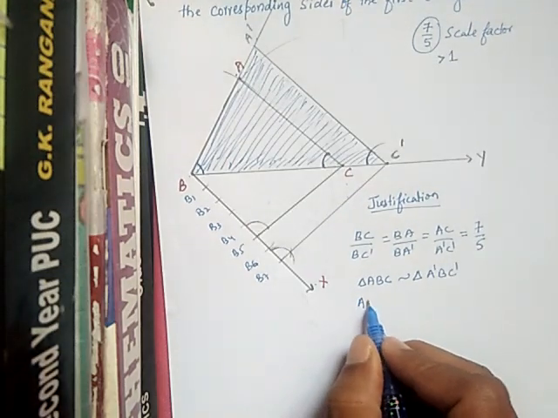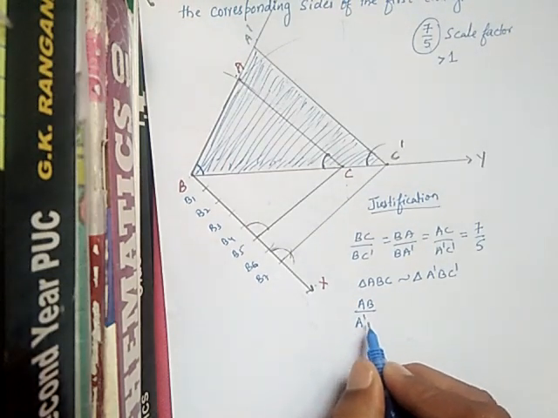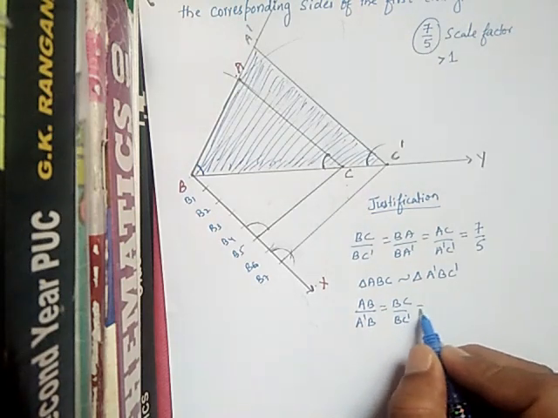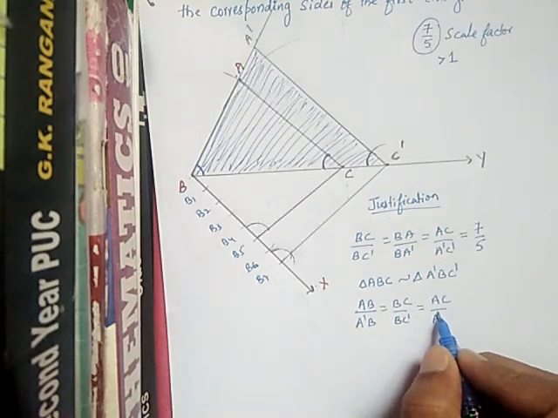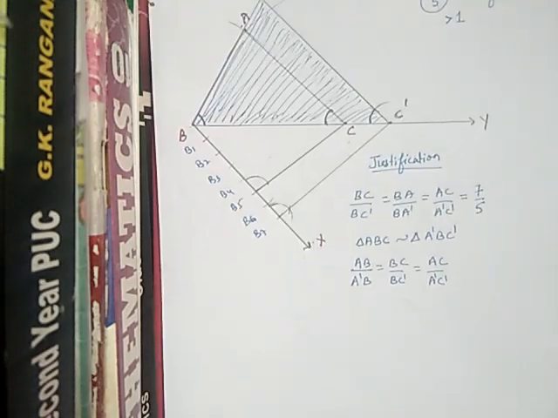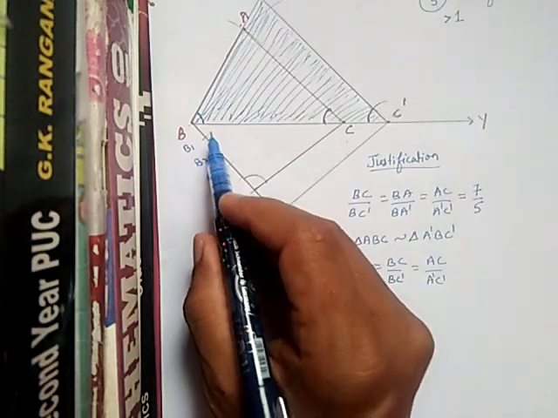So you can write here AB divided by A dash B is equal to BC divided by BC dash, and is equal to AC divided by A dash C dash. So first-last divided by first-last, like this you can write. Now see here, very important, in the same way here also.